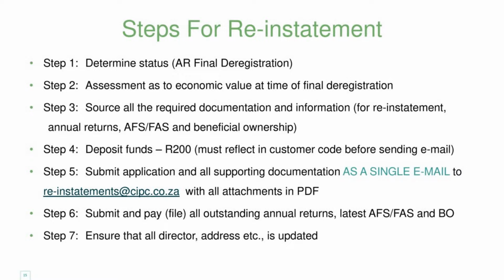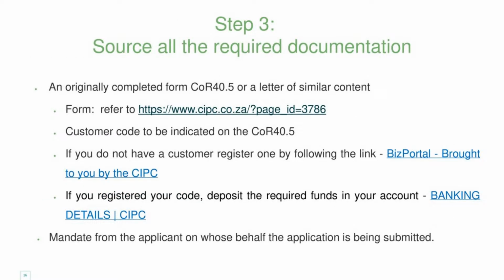Step 6, submit and file all outstanding annual returns, your latest financial accountability supplement, and BO information. Step 7, ensure that all the directors' email addresses, business address, as well as cell phone numbers are correct and updated. Okay. Source all the requirement documentation.